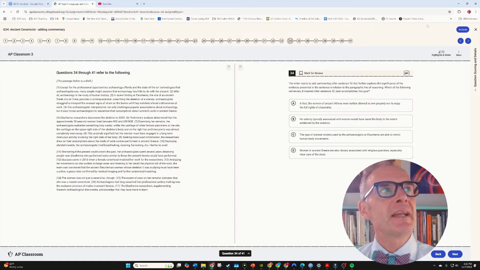A recent finding at Eleutherna, the site of an ancient Greek city on Crete, provides a striking example. Unearthing the skeleton of a woman, archaeologists struggled to interpret the unusual signs of strain on the bones until they watched a local craftsman at work. The archaeologists' interpretation not only challenges popular assumptions about archaeology, but also forces archaeologists to re-examine their assumptions about women's work in Greece. Eleutherna researchers discovered the skeleton in 2009.